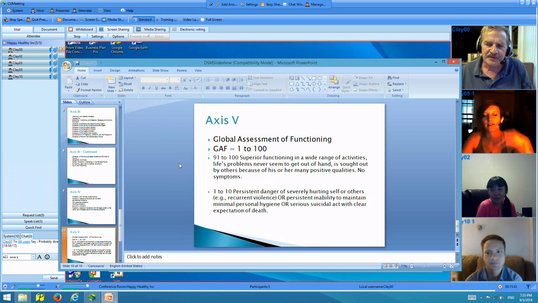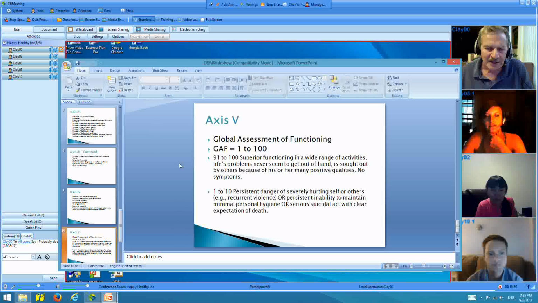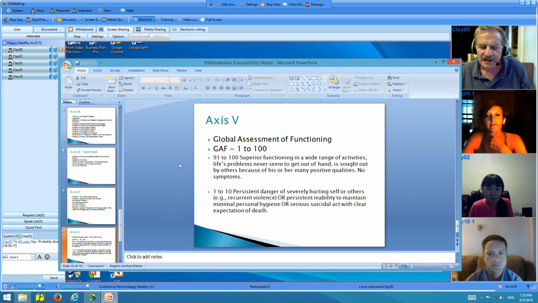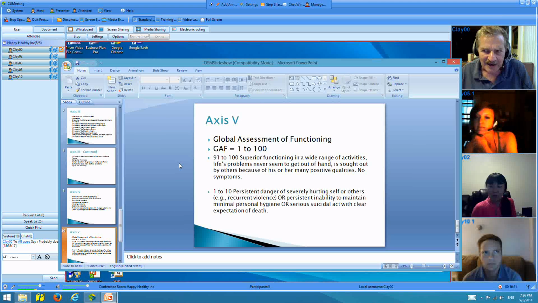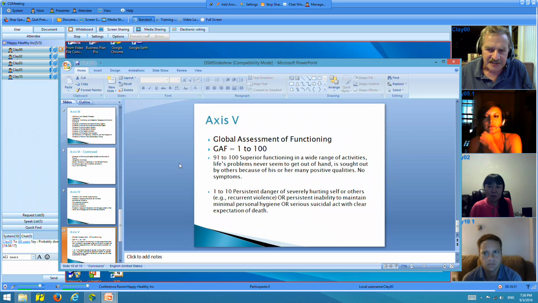So anyway, after you acquire this information and try to apply some judgment to what's going on, you're going to give them a global assessment of functioning, a numerical score. So the top of the rating is 91 to 100. Superior functioning in a wide range of activities. Life's problems never seem to get out of hand. This person is sought out by other people because of his or her many positive qualities. They demonstrate no symptoms. There's not a lot of people in this category, particularly that you see walking into a mental health clinic. You might have somebody in the low to mid 90s is excellent.